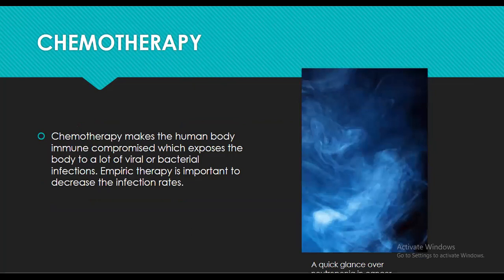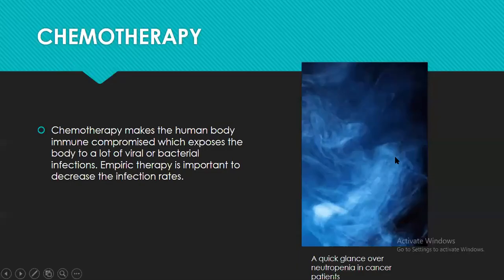Chemotherapy makes the human body compromised. Empiric therapy is very important to decrease the infection rate. Therefore, we use empiric therapy to fight infection rates in our body. Like we have talked about how chemotherapy works, we can start empiric therapy already before neutropenia occurs. So during chemotherapy we can use empiric therapy of antibiotics or antimicrobials to fight infections that can later infect us.